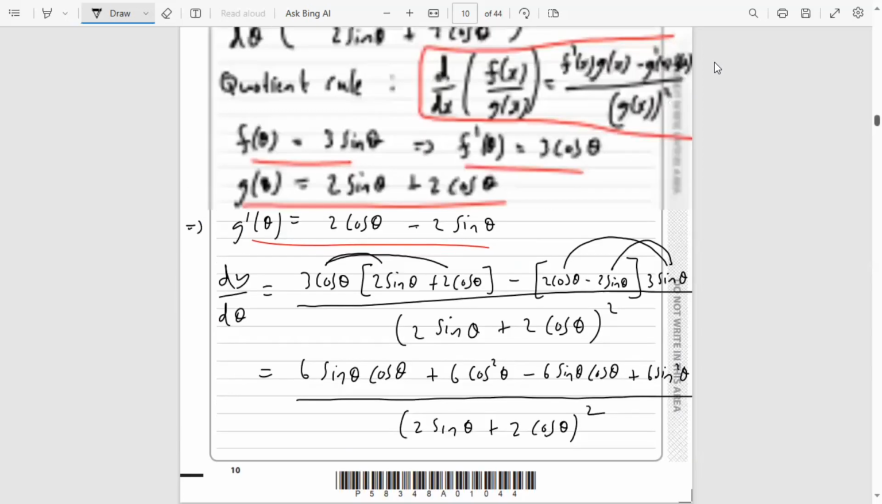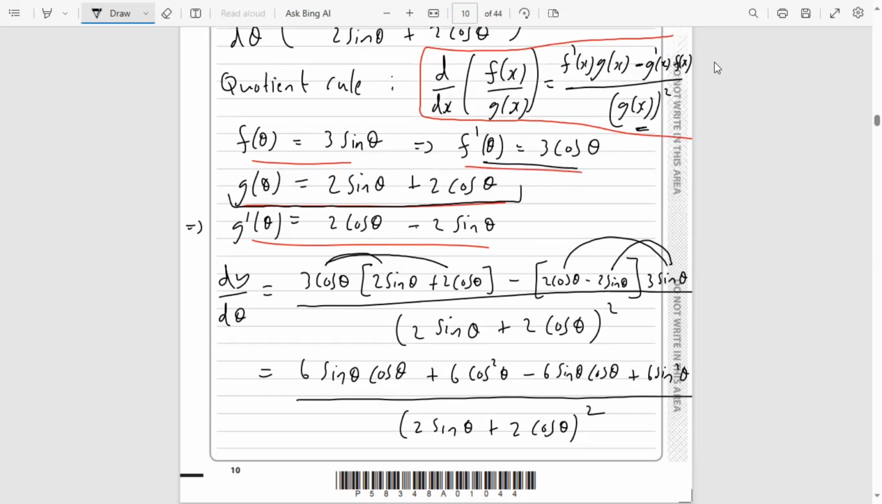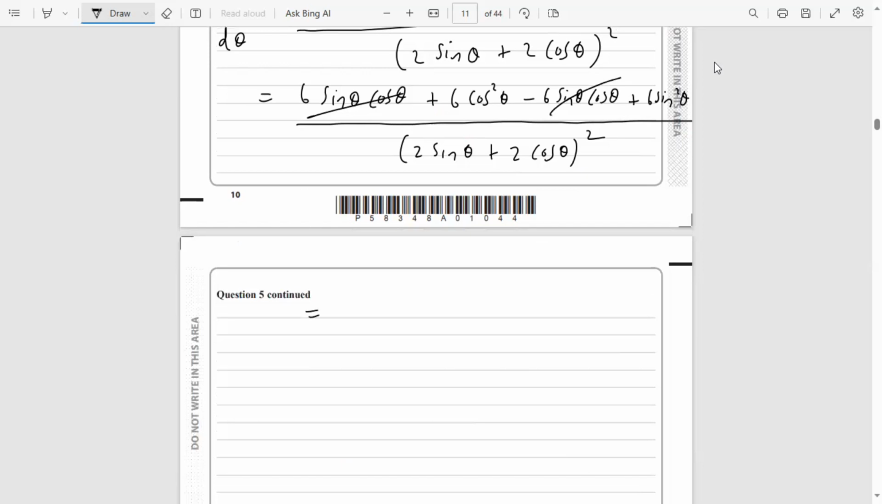Now we can actually do a little bit of simplification, because look what we've got. So we've got 6 sine theta cos theta, take away 6 sine theta cos theta. So actually we just cancel that out there. So then what do we get? So we get 6 cos squared theta plus 6 sine squared theta, all over 2 sine theta plus 2 cos theta all squared.